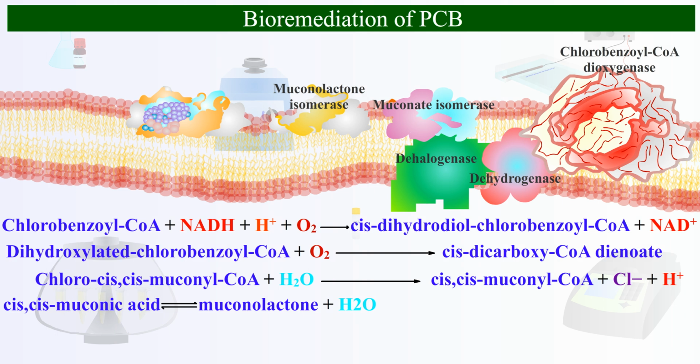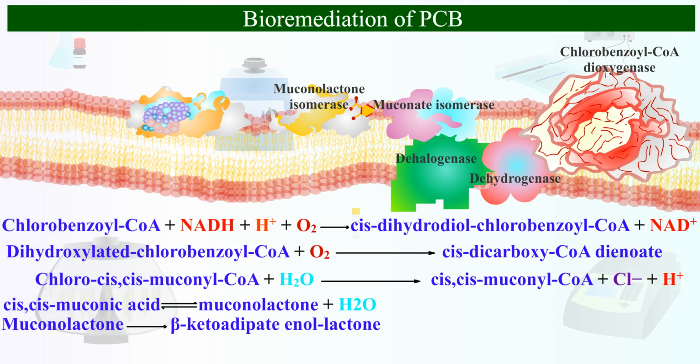Following ring cleavage, the resulting cis-muconate undergoes isomerization catalyzed by muconate isomerase, which rearranges the double bonds and cyclizes the linear molecule to form muconolactone. Subsequently, muconolactone is converted into beta-ketoadipate enol-lactone by the action of muconolactone isomerase, which facilitates an internal rearrangement of double bonds and functional groups, preparing the molecule for further processing.